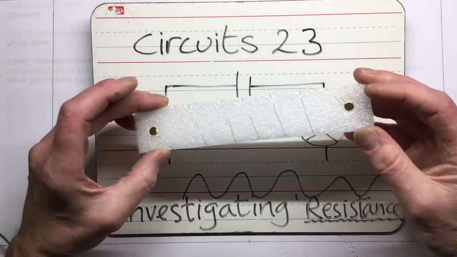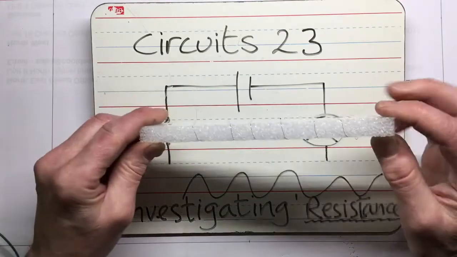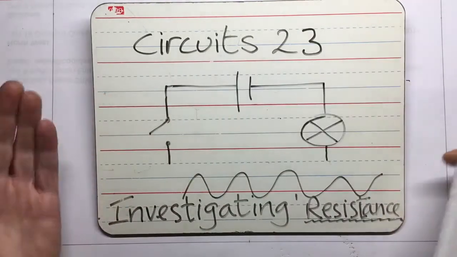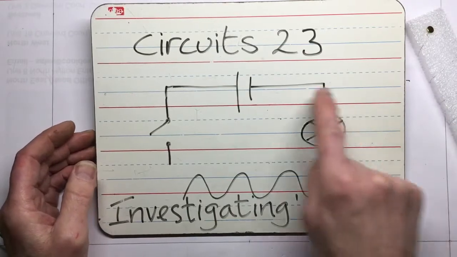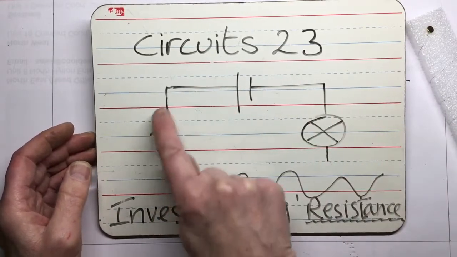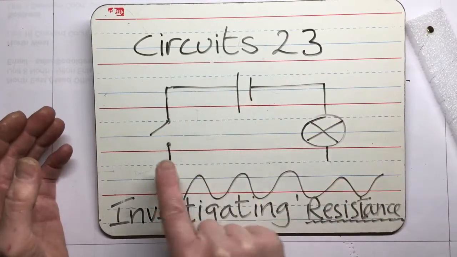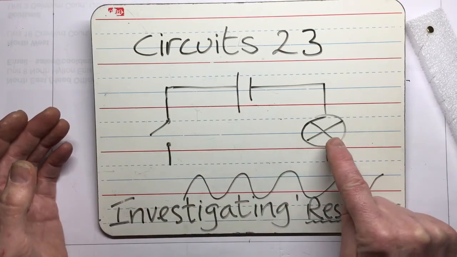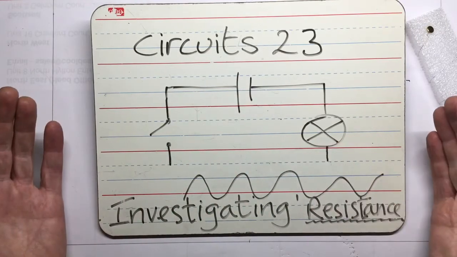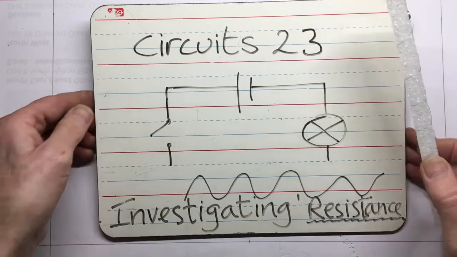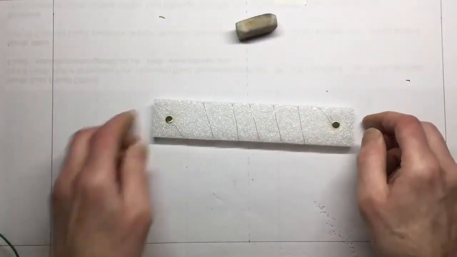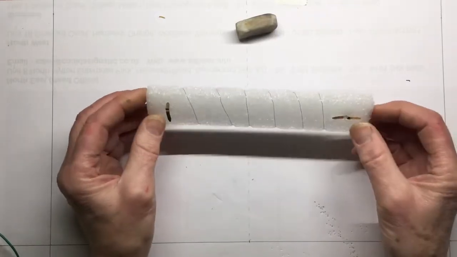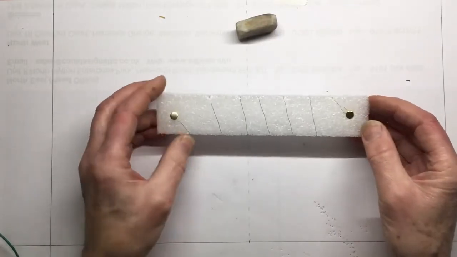Okay, so let's use our resistance wire in a simple circuit and investigate the effect of resistance. So I've drawn the start of that circuit, which might be the same as usual, a cell, a switch and a bulb. But why is the bulb there? Well, if we're going to be able to investigate what effect this has on the electric current flowing, we have to be able to see something.